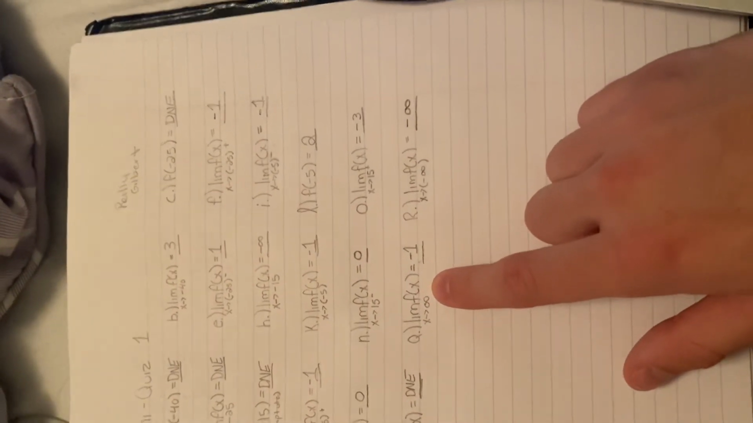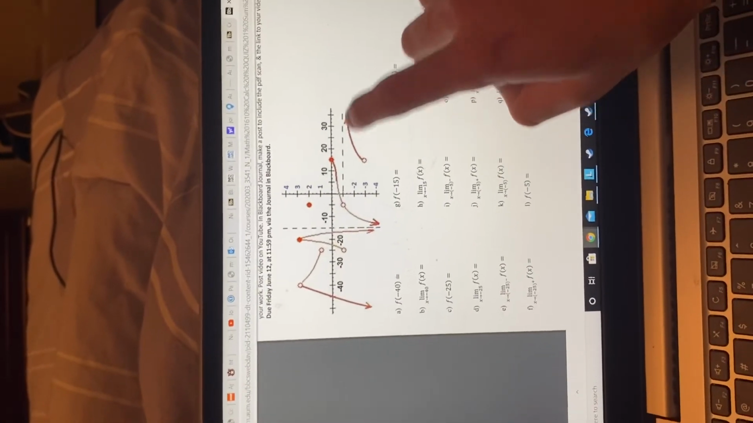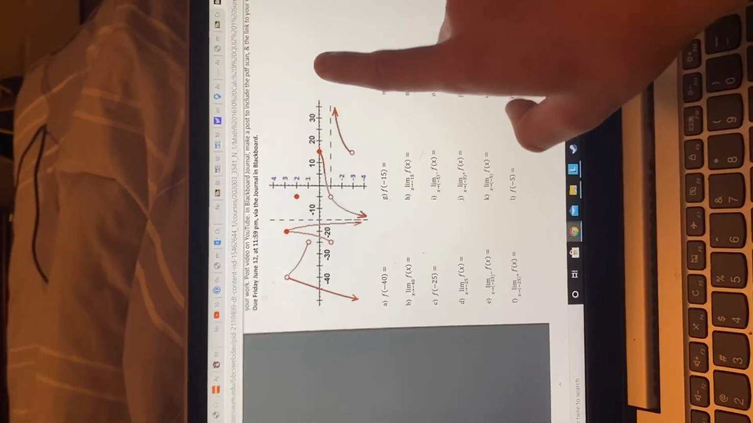The limit at infinity is -1. You can tell this as you go towards infinity. The graph runs here along this line, which is at -1. And for -infinity, you can tell the graph here finishes down, and we assume it goes continuously, which means it's -infinity.